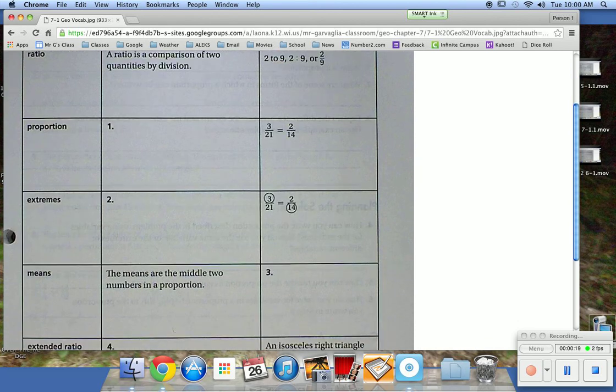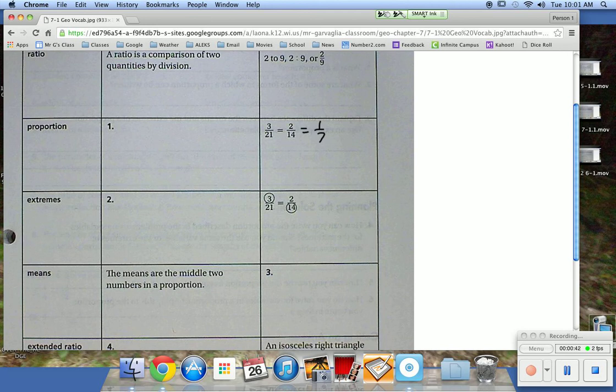Proportions, you did when you were in algebra. 3/21 is the same thing as saying 2/14. It's the same as saying what? 1/7, right? We can divide 2 into both of those, and we can say 1/7. So we've got another proportion here that we could add on to this, 1/7.